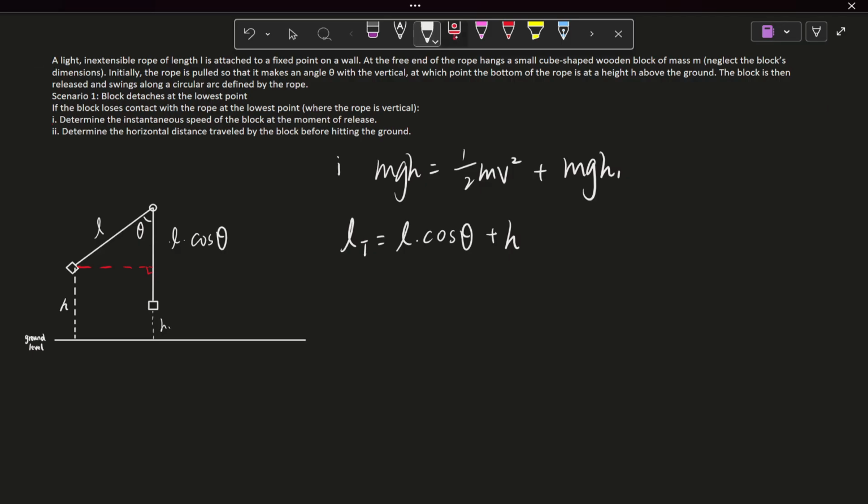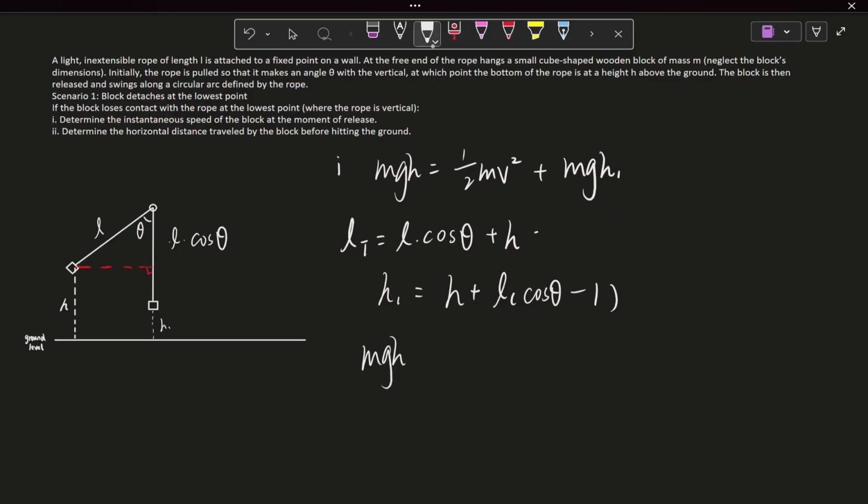And now we're trying to find h1, right? h1 would just be the total length minus the length of the rope, which will be h plus L times (cosine theta minus 1). And now we already know h1. Let's plug this back into the original formula.